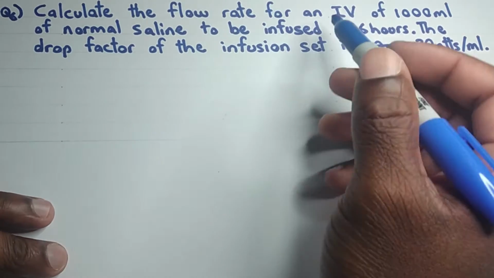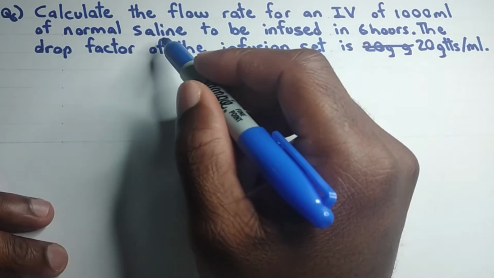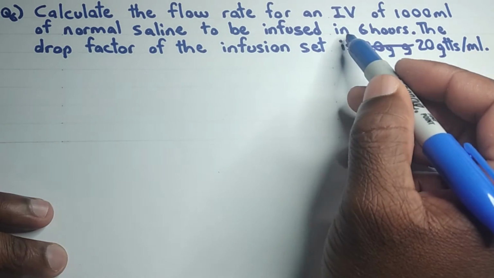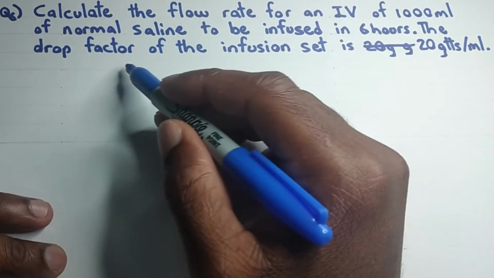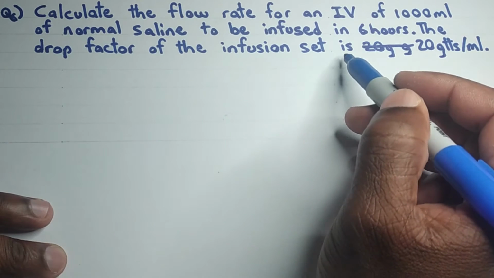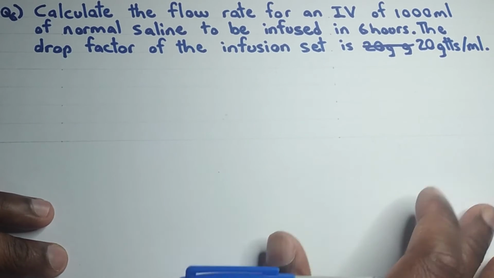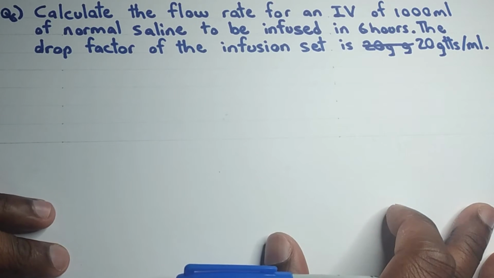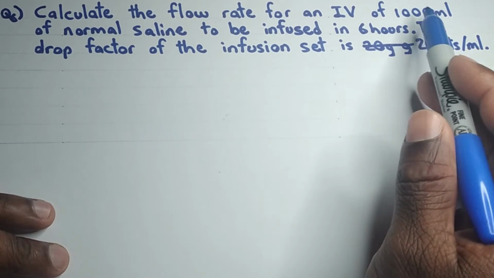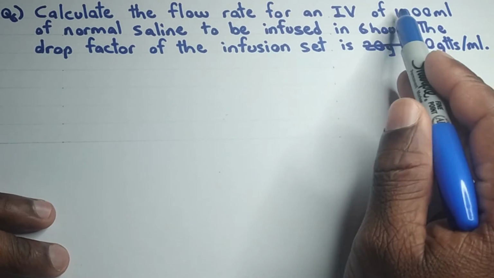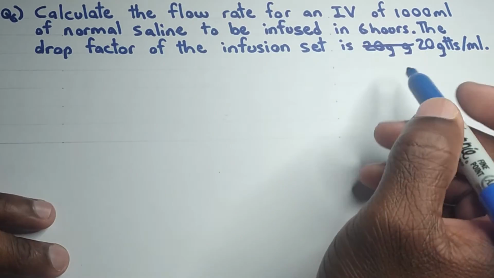Calculate the flow rate for an IV of 1000 milliliters of normal saline to be infused in 6 hours. The drop factor of the infusion set is 20 drops per milliliter. So first things first, what we want to do is to convert this one. We want to know how many drops we can obtain from this 1000 milliliters of normal saline.